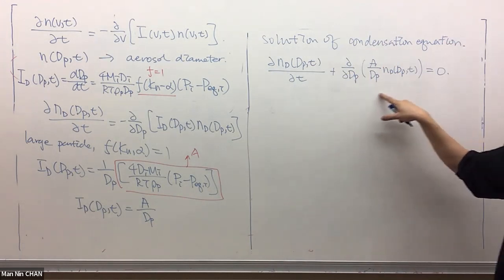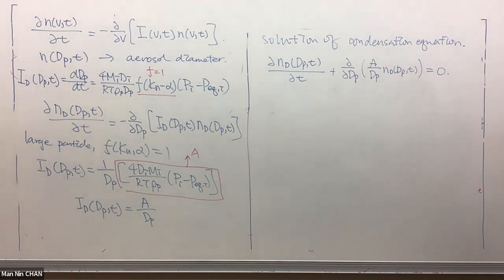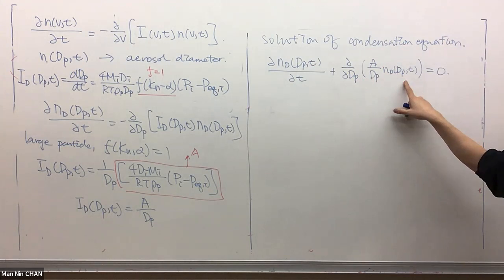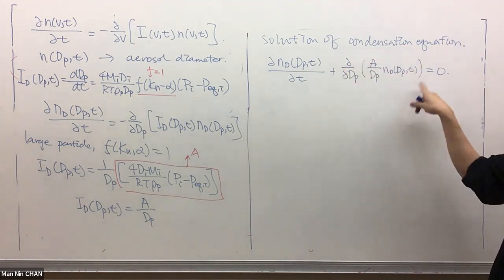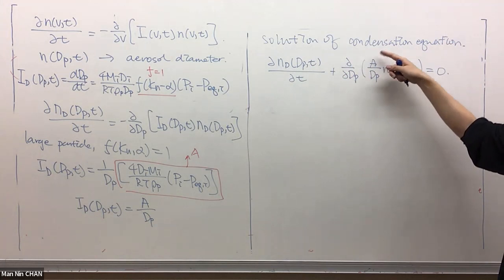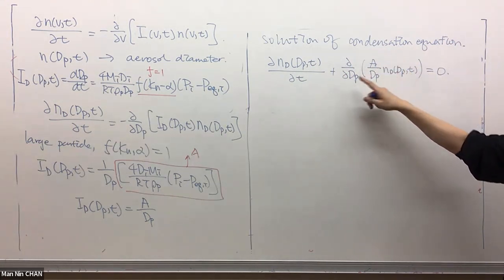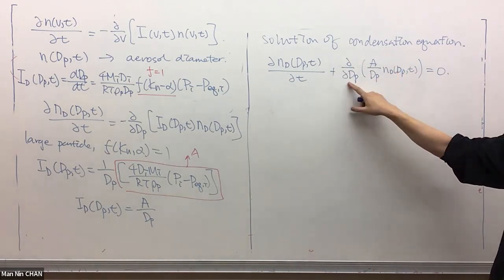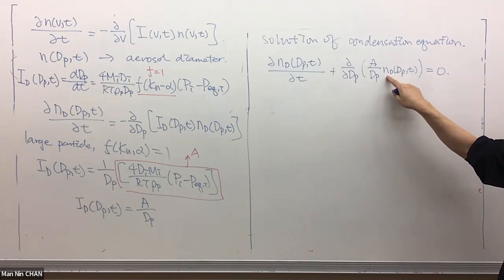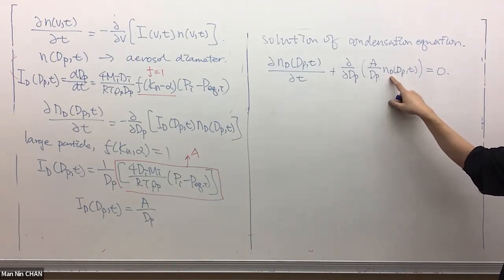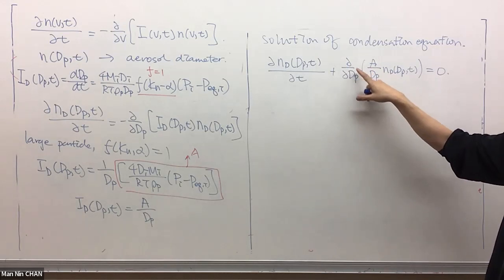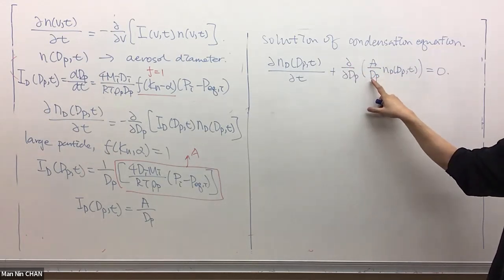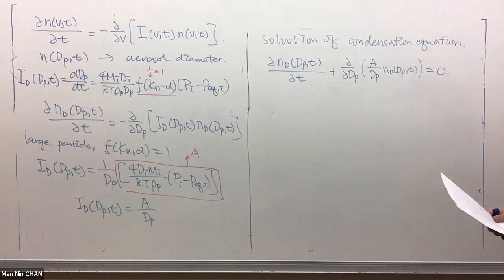To solve this, of course, the first thing you need to do is expand this term. I assume you have some idea about the mathematics. You can see you have two terms here. To expand these terms, first you hold this A over dp as not changing, and then you take the derivative of this aerosol size distribution function with respect to dp. Then you hold the aerosol size distribution function as not changing, and you take the derivative of your dp here.